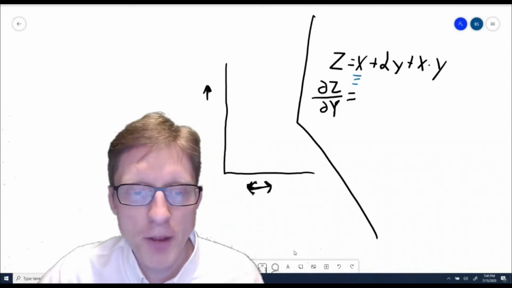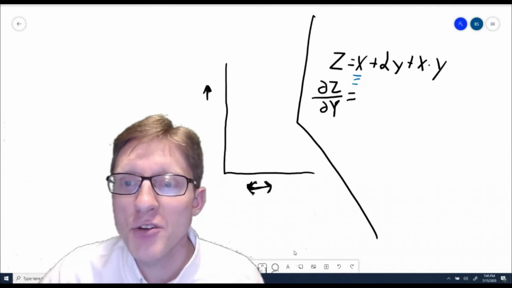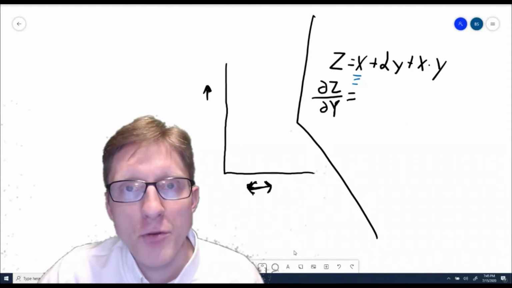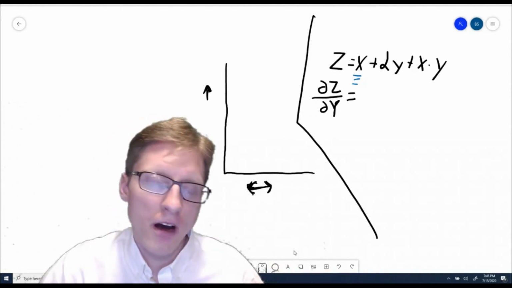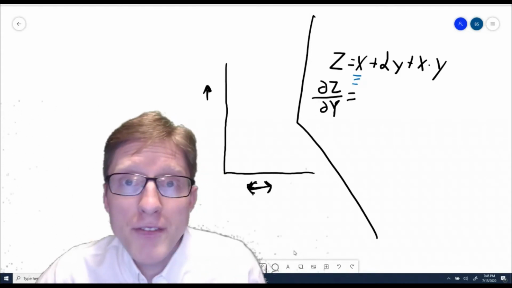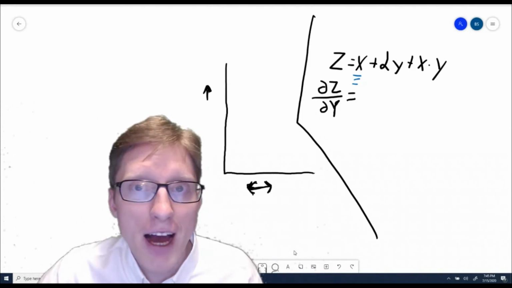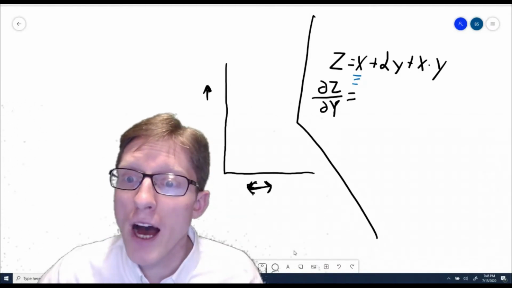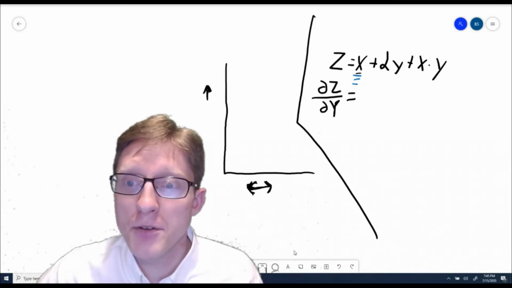Now, as I said, when we're taking the partial derivative with respect to y, anytime you see an x, you treat that exactly as you would a constant, exactly as you would the number 5. If you were to take the partial derivative of 5 with respect to y, what would that be? The derivative of just a number is 0. If you took the derivative of 5, it's just equal to 0. So when we're taking the partial derivative of z with respect to y, the partial derivative of this first part is just going to be equal to 0.